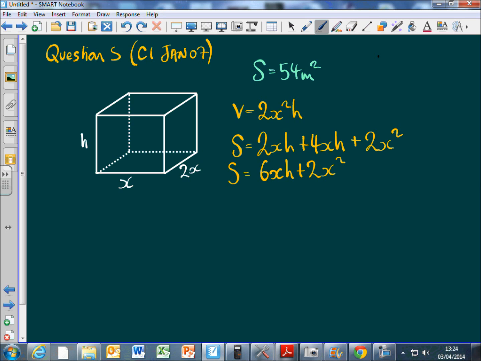Cool. So basically I'm ready to start the question now. I've got an equation for the volume, I've got an equation for the surface area, and I also know the value of the surface area. Part A says, show that x squared plus 3xh equals 27. Can someone talk me through how I could do that then? Show that x squared plus 3xh equals 27.